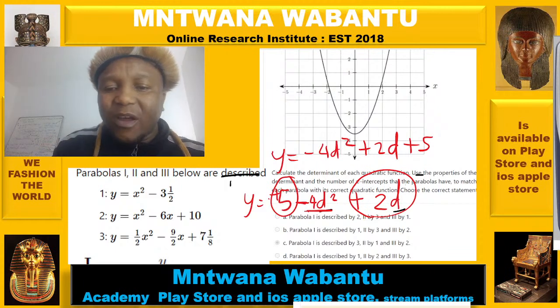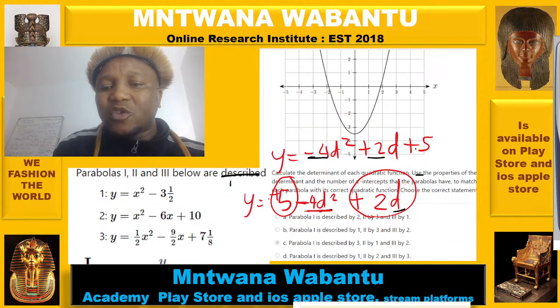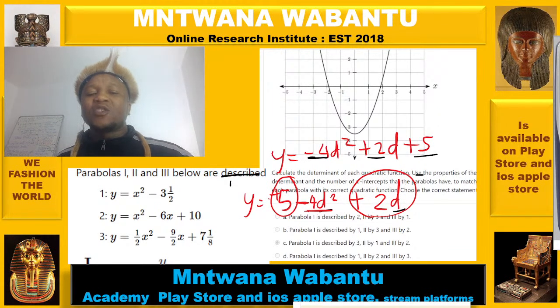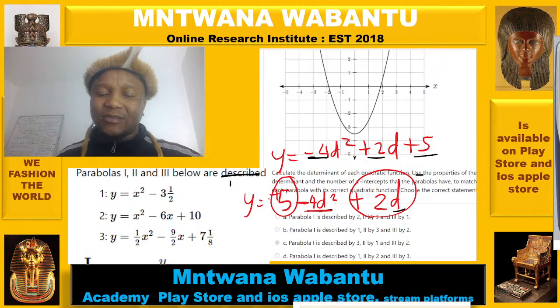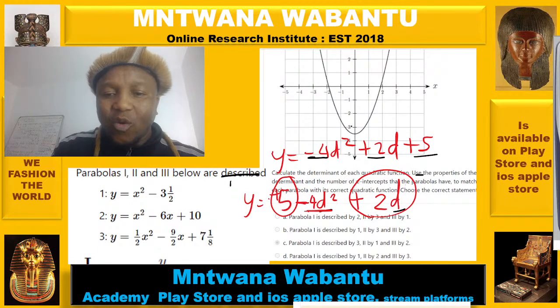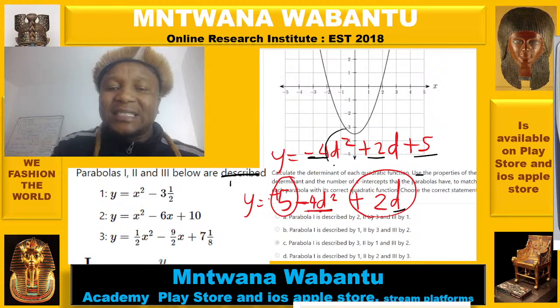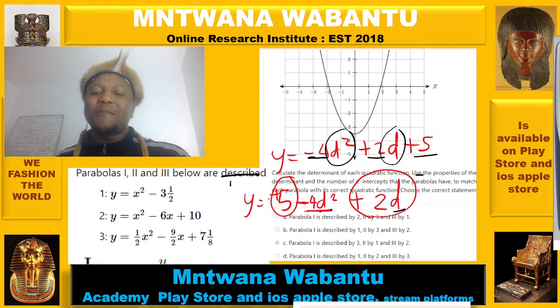So what is the value of a? The value of a equals negative 4, the value of b equals 2, and the value of c equals 5. So quadratics are not only in x, not all the time is it going to be x. As long as the letter with the square and the letter with no square are the same letter, then it's quadratic.